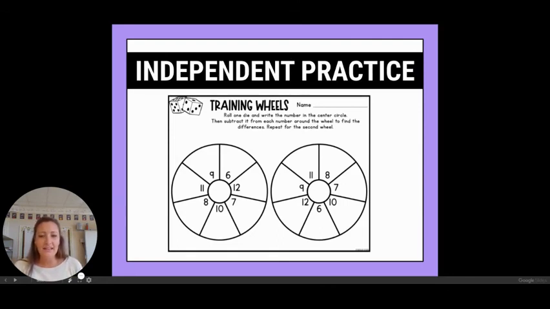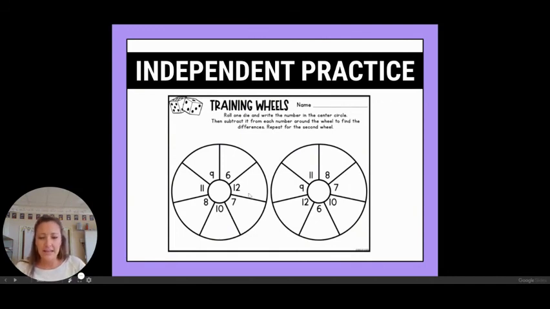Your independent practice for today is this worksheet called Training Wheels. The directions say, roll 1 die and write the number in the center circle. Then subtract it from each number around the wheel to find the difference. Repeat for the second wheel. So what you could do is roll the dice again and get a different number.